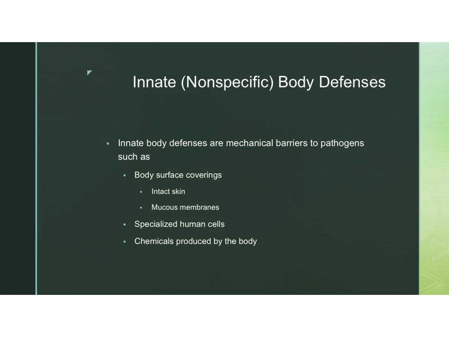So again, your innate body defenses are things like your surface coverings, which include intact skin and mucous membranes. Mucous membranes are like the linings of your organs, like your mouth, your esophagus, your lungs, your small intestine, large intestine. And then there's also specialized cells that can help with this process. And then certain chemicals produced by the body are toxic to foreign pathogens, whether it's bacteria or viruses. And so they can also help to control populations of unwanted visitors.